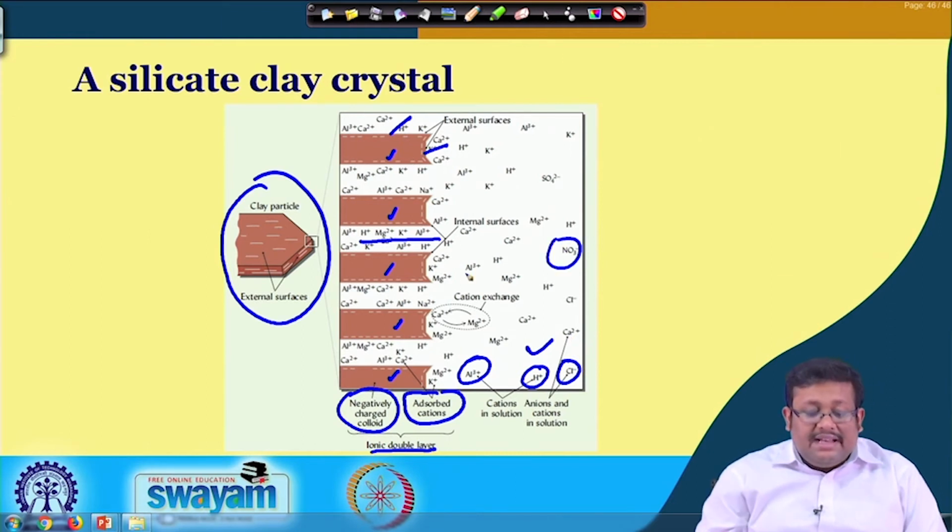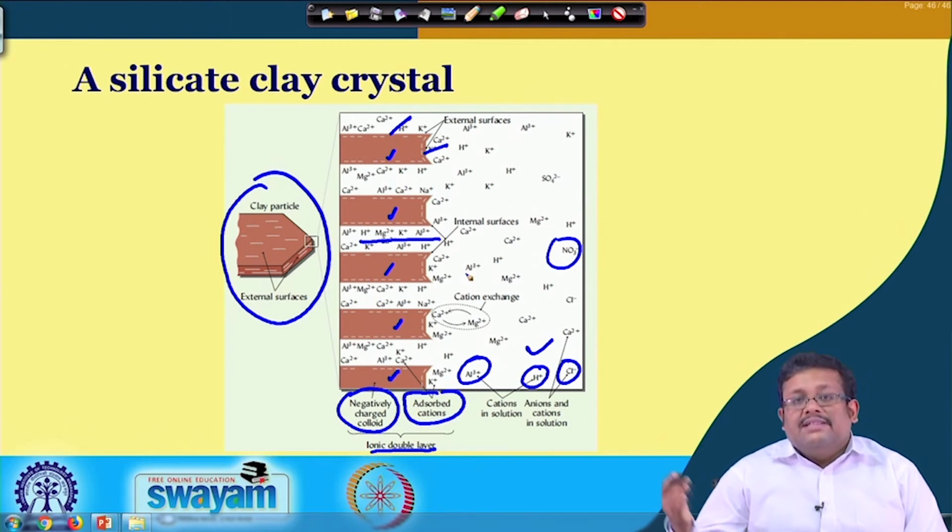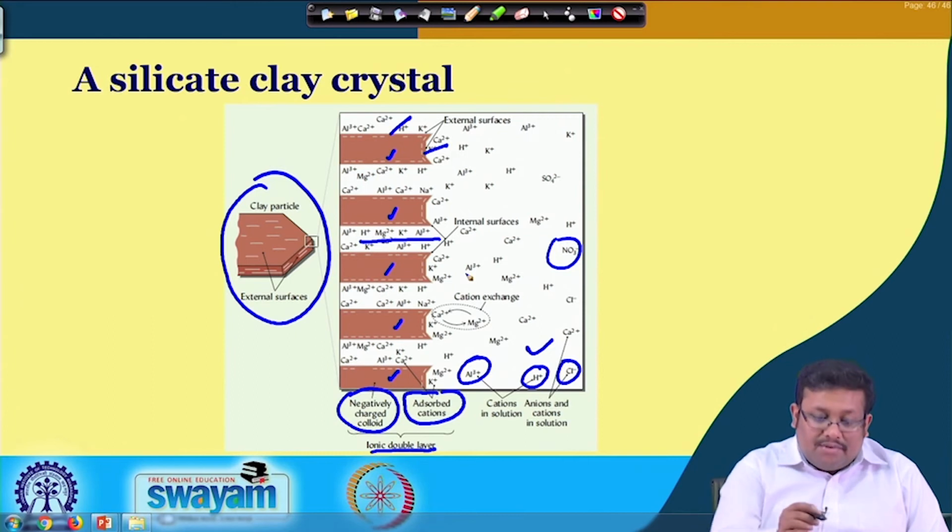So, this is basically the structure of a silicate clay crystal, which is made of a layered structure, and in between the layers there is the interlayer space, and the external surface is also available. All these spaces are accessible for the different cations and anions present in the soil solution for adsorption.